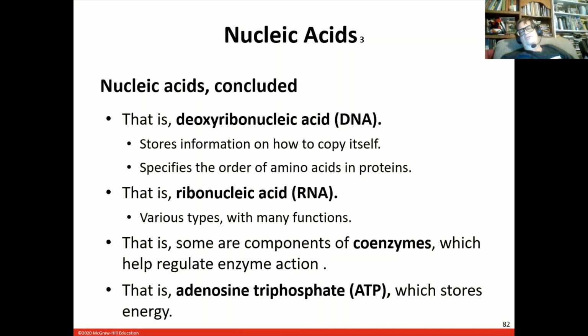rRNA helps make ribosomes, the little protein makers. tRNA, transfer RNA, those are like helper chefs that go and get ingredients, bringing amino acids to the ribosome. siRNA, small interfering RNA, helps you shut down things in a hurry if you want to stop making a protein, say. mRNA, messenger RNA, is like recipes. They have the instructions on how to make a protein. You might say, what? I just said that about DNA. Yeah, I did.